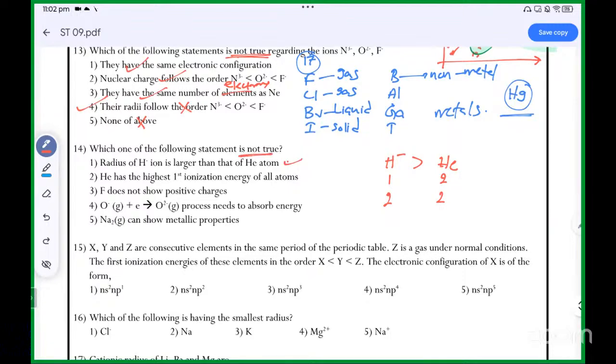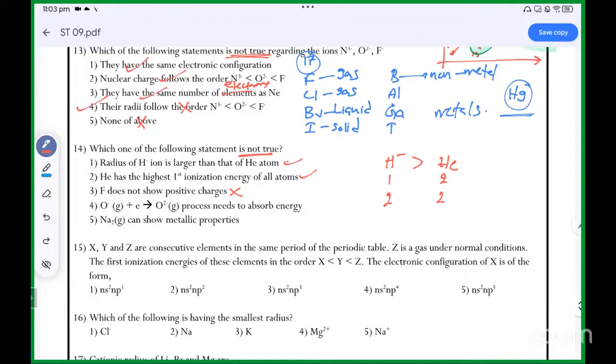Helium has the highest first ionization energy of all atoms. That is definitely correct. Not hydrogen, helium. F does not show positive charges. Fluorine does not show positive charges. Actually, fluorine is the most electronegative element, which means it is not releasing electrons, it is gaining electrons compared to others. So fluorine cannot create positive charges. So this is wrong. Nobody is going to take electrons from fluorine because fluorine has the highest electronegativity.